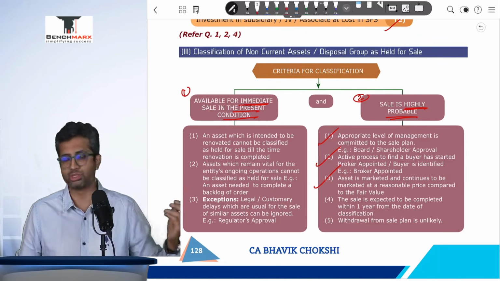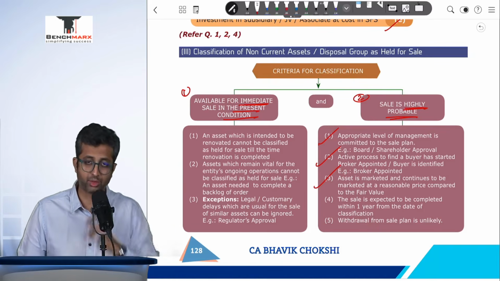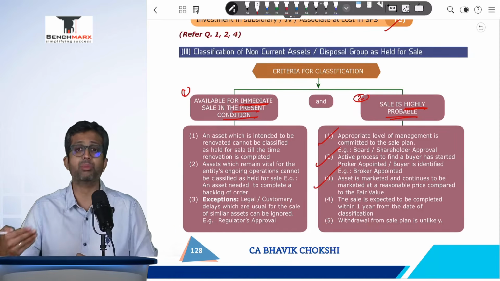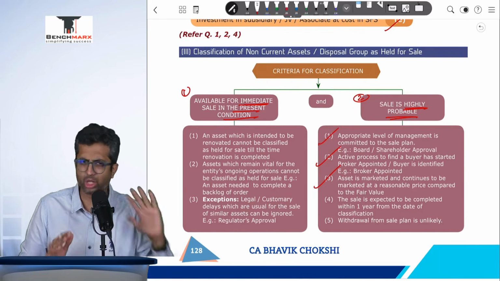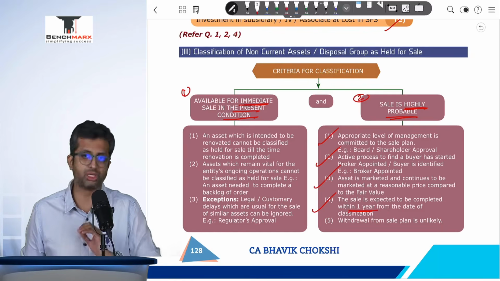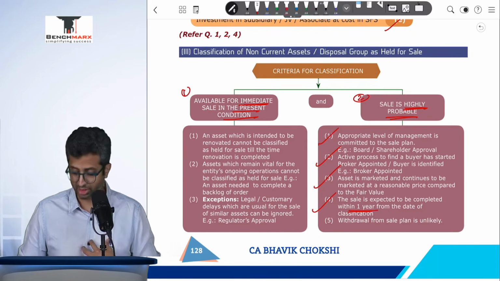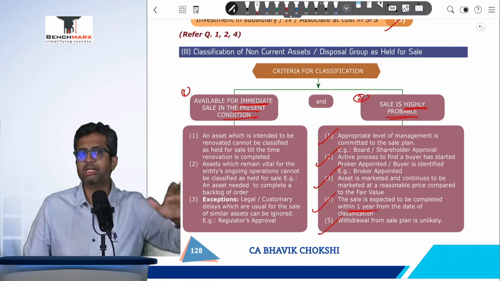And fourth, and the most important one, is that from the date when the asset gets classified as held for sale, the sale process should be completed within a period of 12 months, subject to certain exceptions. In all other cases, it should be completed within a period of 12 months, within 1 year from the date of classification. And fifth, withdrawal from the sale plan is considered to be unlikely. So you are firm on your decision and you're not in two minds.